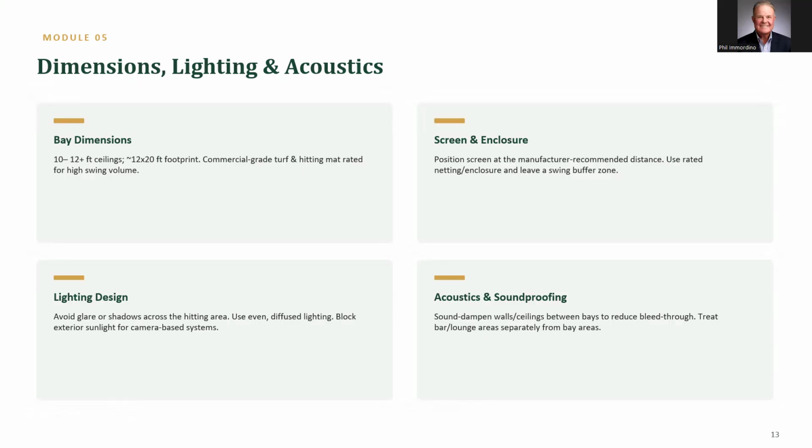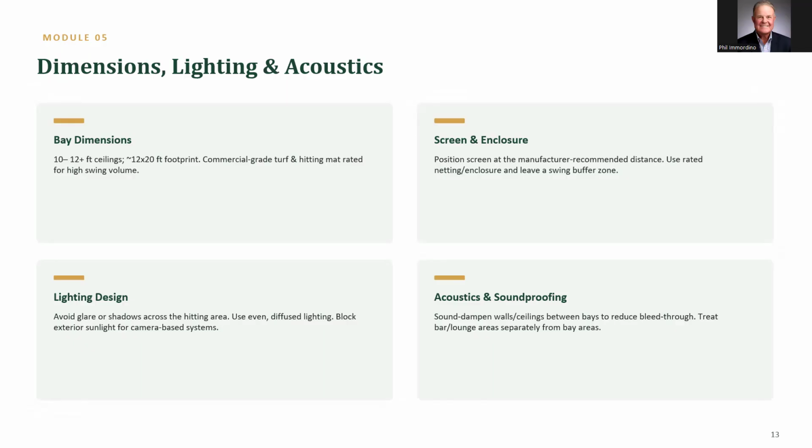Let's start with bay dimensions. You want ceilings at least 10 to 12 feet and a footprint of roughly 12 by 20 feet, with commercial grade turf and a hitting mat rated for high swing volume. Home use mats wear out faster under commercial traffic. For screen and enclosure placement, position the screen at the manufacturer's recommended distance for your specific launch monitor and projector combination. Use netting or an enclosure rated for the ball speed you'll see, and always leave a buffer zone so equipment and other players aren't in the path of an errant shot.